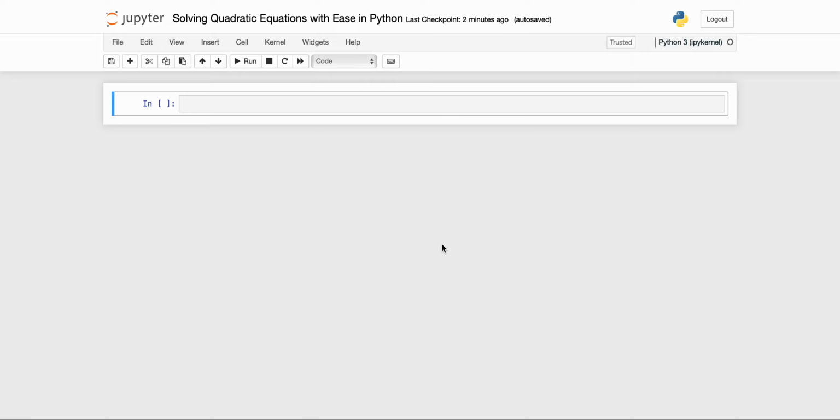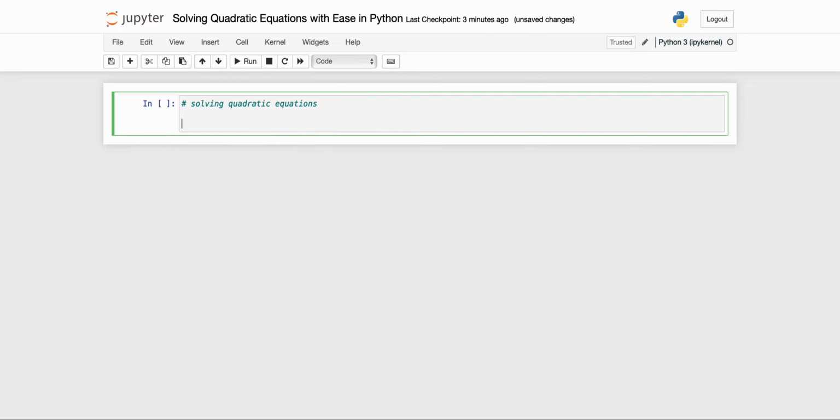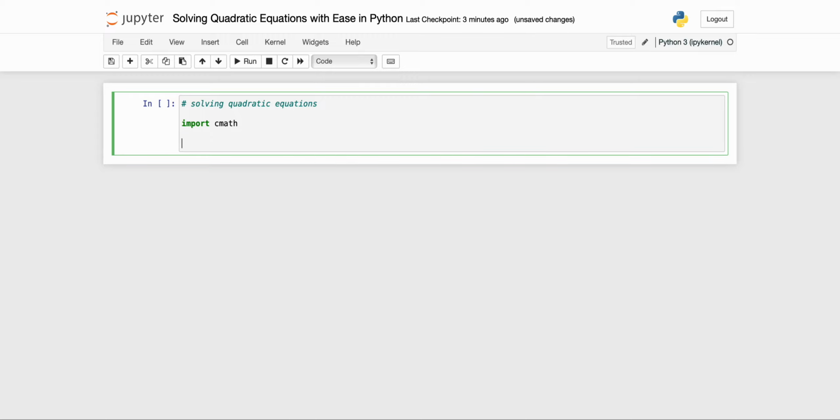Welcome to this Python tutorial on solving quadratic equations. We'll build a calculator for that. First we'll begin by importing a module that helps us handle some of the complex roots. I'm going to import a module called cmath, and then we're going to write the actual function.